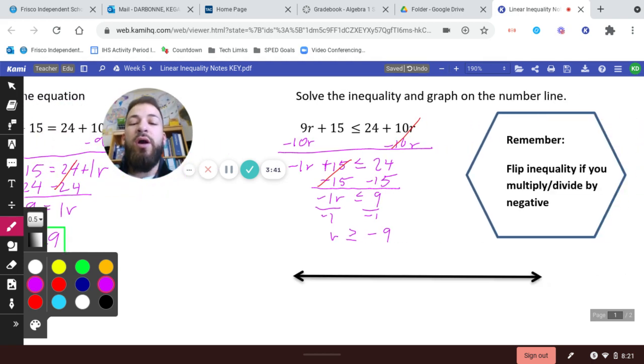So then we can come on to our number line, and we can really start it anywhere, but if you are making your number line from scratch, I just stick my number in the middle. Makes it nice and easy. So negative 9.